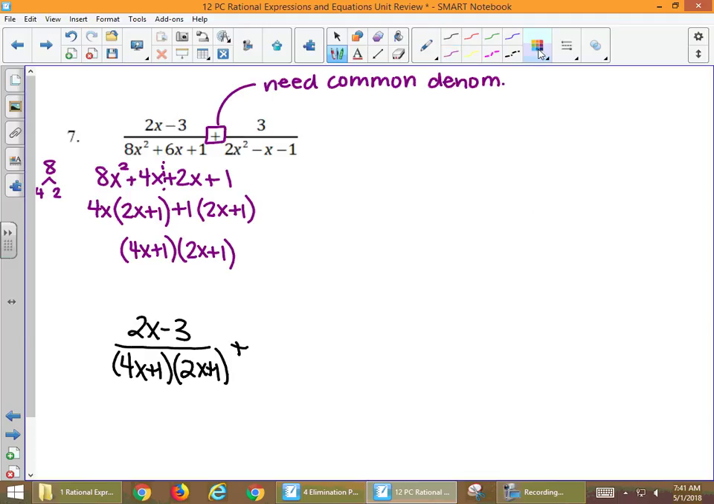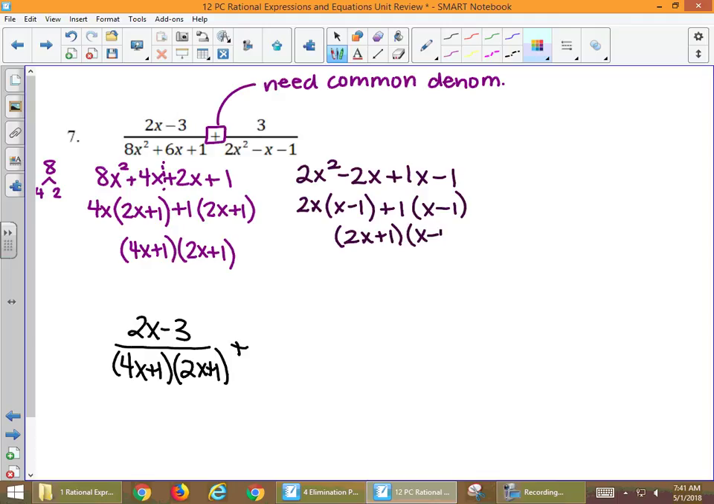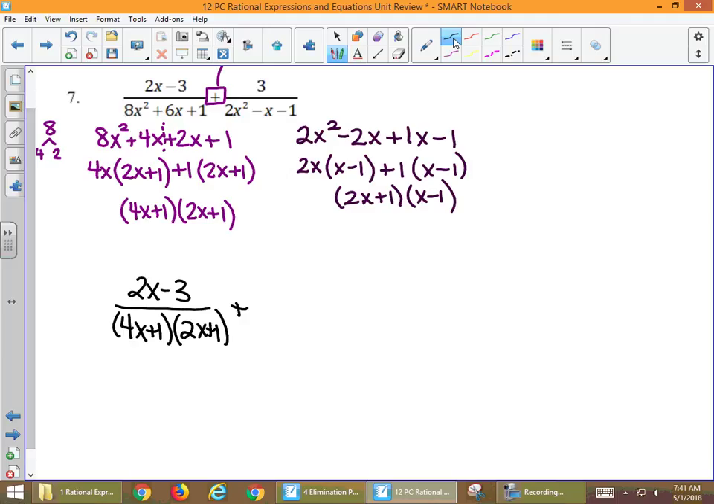2 times negative 1 is negative 2. Two numbers that multiply to negative 2 and add to negative 1 are negative 2x and 1x. I really think we did that earlier on this page. The first two terms have 2x in common. The next two terms have 1 in common. And my parentheses match, so I'm feeling good. So that's my second denominator there. 3 on top, 2x plus 1.